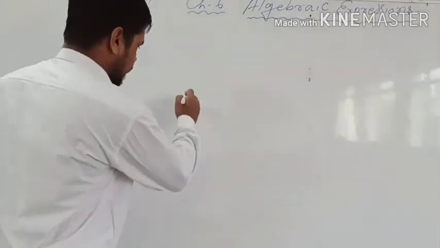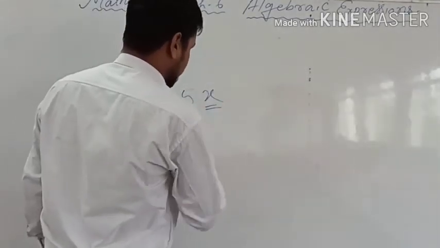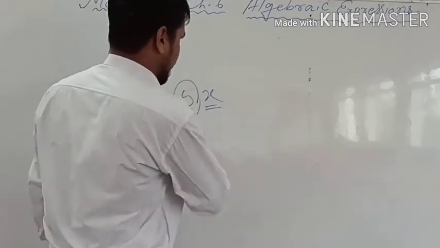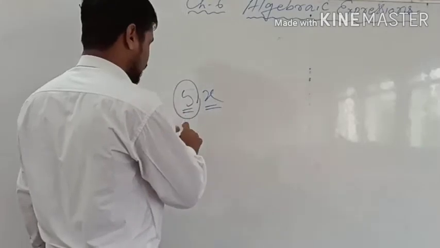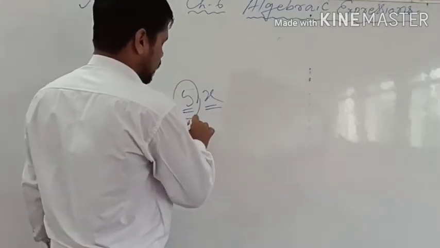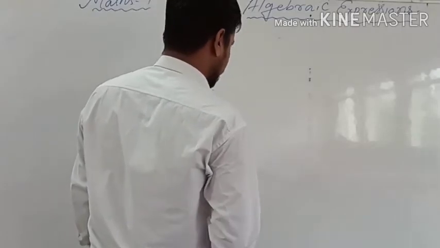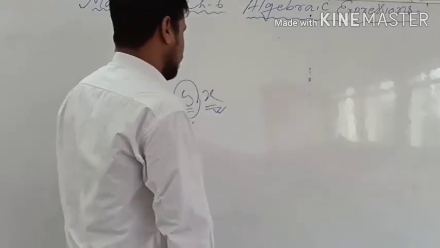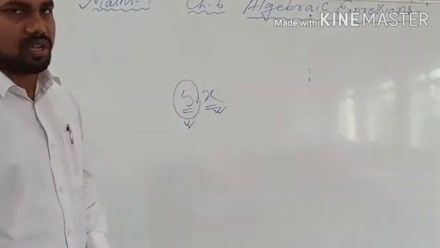For example, suppose 5x. This is the constant and this is the variable. This we call the numerical factor, and this we call the variable or literal factor. This changes and this doesn't change. This is fixed. So this is all about factors of an algebraic expression.